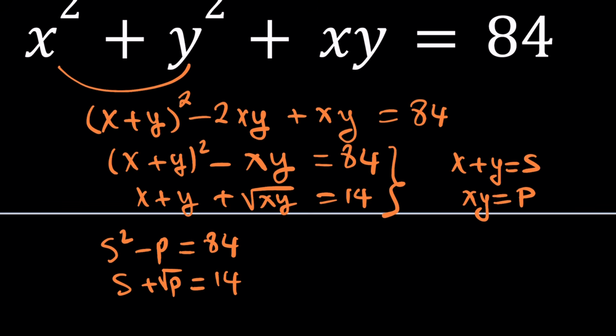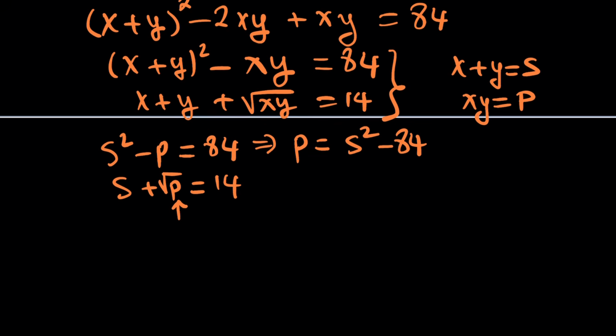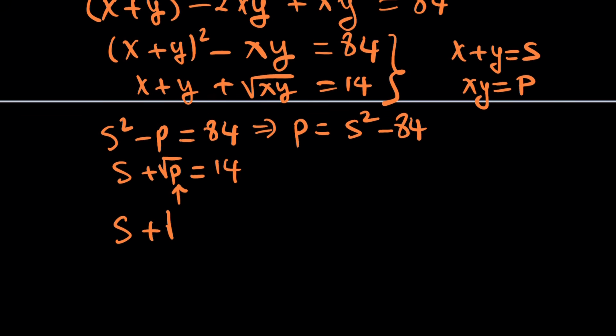equals 14. And there's a couple of different options here. One option is you can go ahead and isolate s from the first equation, add p to both sides, square root both sides, and then substitute that. Or you can actually try to isolate p from here. If you switch p and 84, p is going to be s squared minus 84. You know that you can do it, right? And then replace this p with that. So that gives us s plus the square root of s squared minus 84 equals 14.